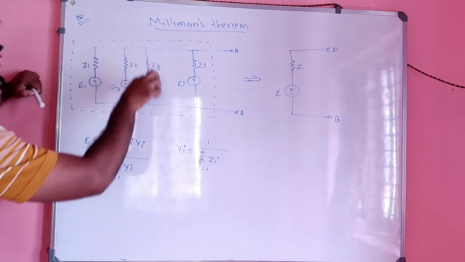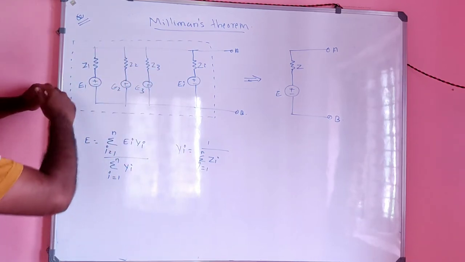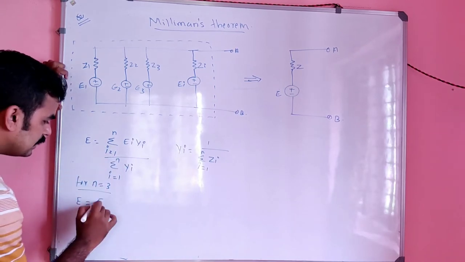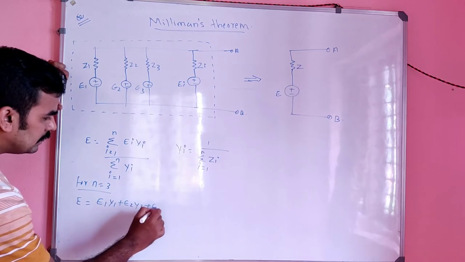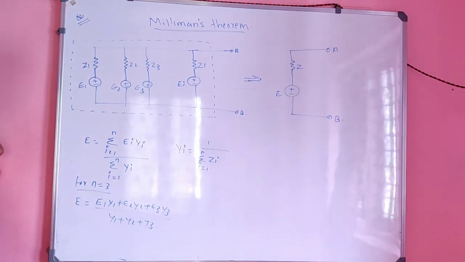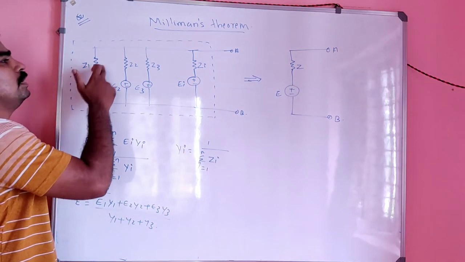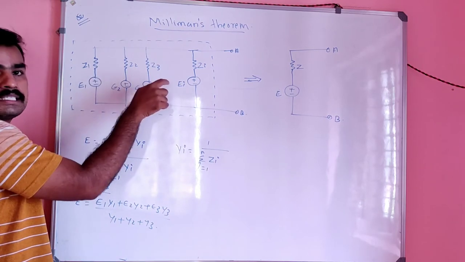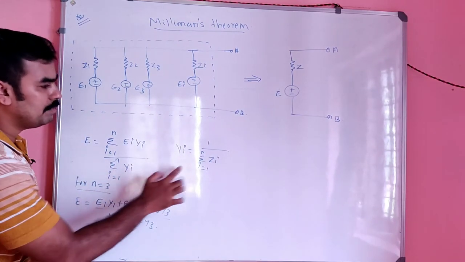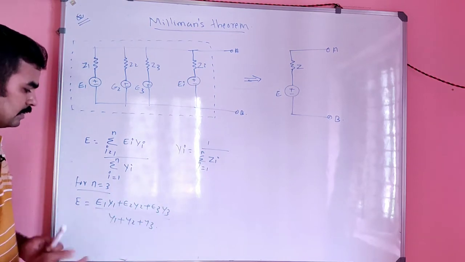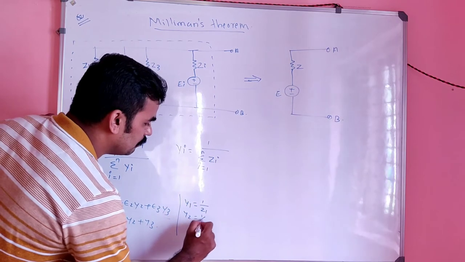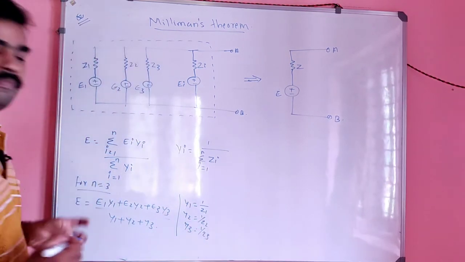So for three active sources, just as an example, for n equal to 3, our resultant E will be (E1 Y1 plus E2 Y2 plus E3 Y3) divided by (Y1 plus Y2 plus Y3). Is it clear? In a practical case, if you have 1, 2, 3 elements, some voltages and some impedances, then you can convert them to a single element E and Z. That E is given by this formula. Y1 is nothing but 1 by Z1, Y2 is 1 by Z2, Y3 is 1 by Z3, etc.